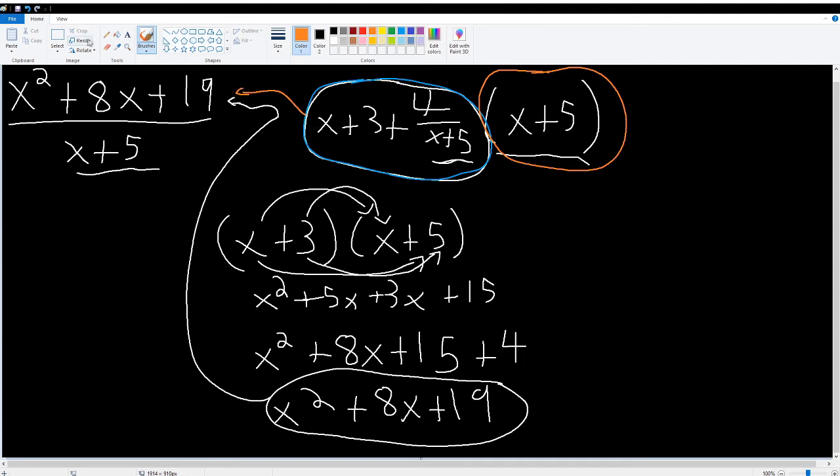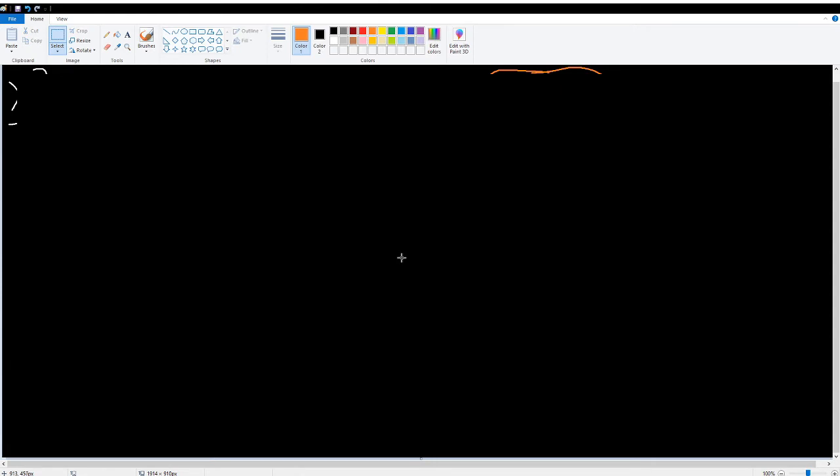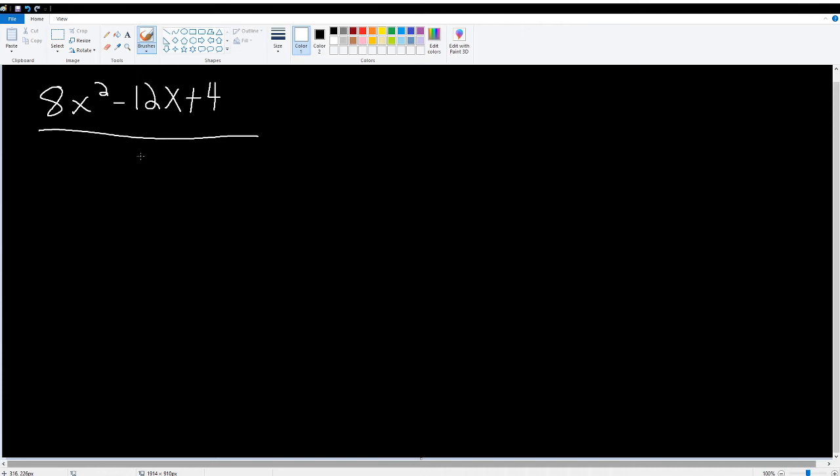Okay. Let's do a few more examples just to really understand what's going on here. So the first question I have is 8x squared minus 12x plus 4, all being divided by 4.